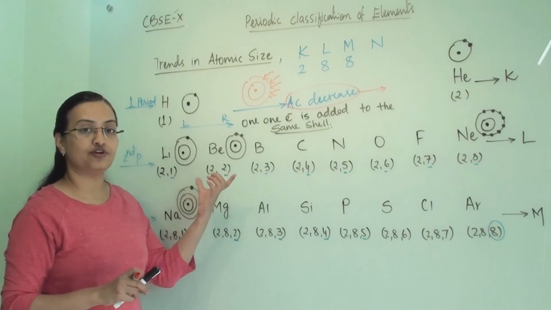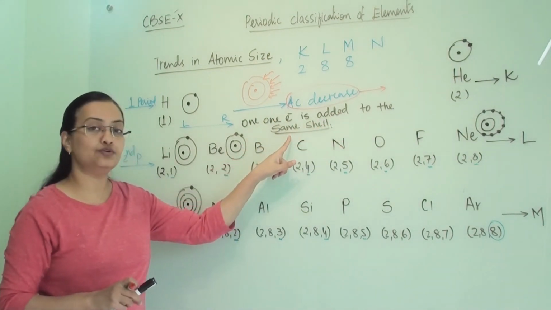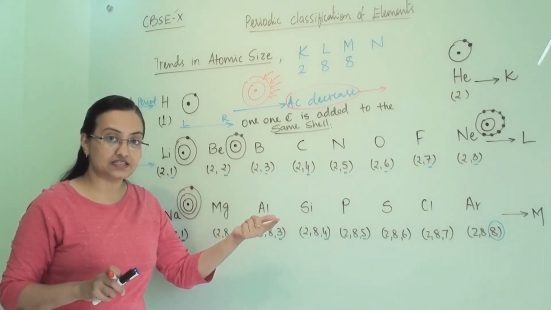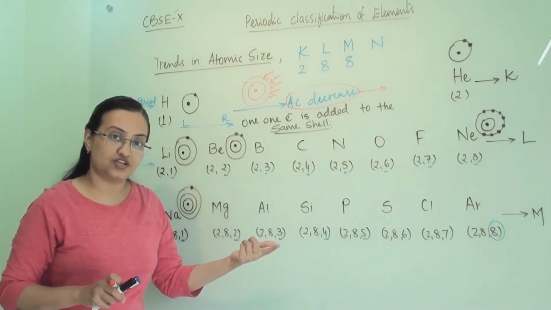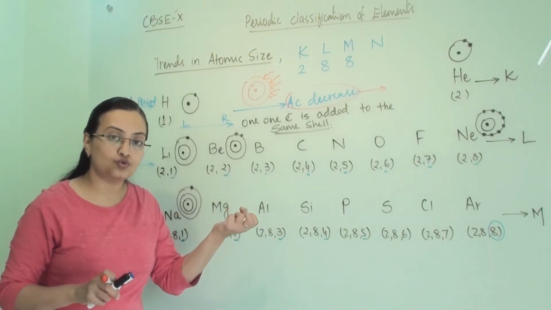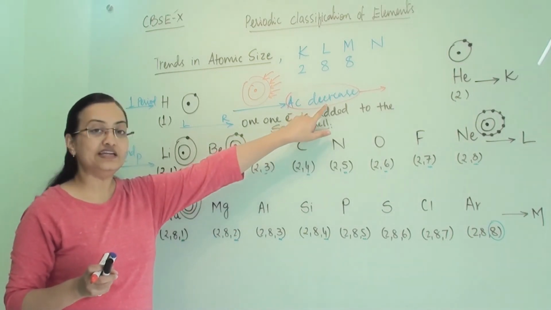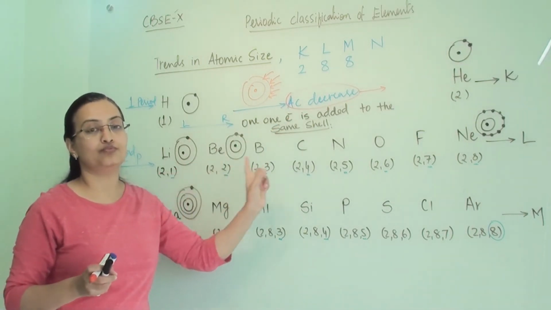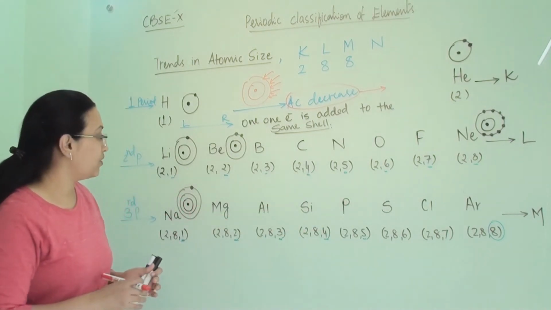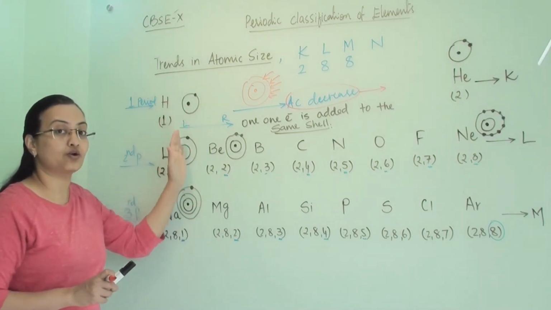As we go from left to right, one electron is added to the same shell, so the nuclear charge will increase. As the nuclear charge increases, it will pull the electrons towards the nucleus. So the atomic size will decrease as we go from left to right. Now let us see the pattern. What will happen when we go from top to bottom, or across the group?